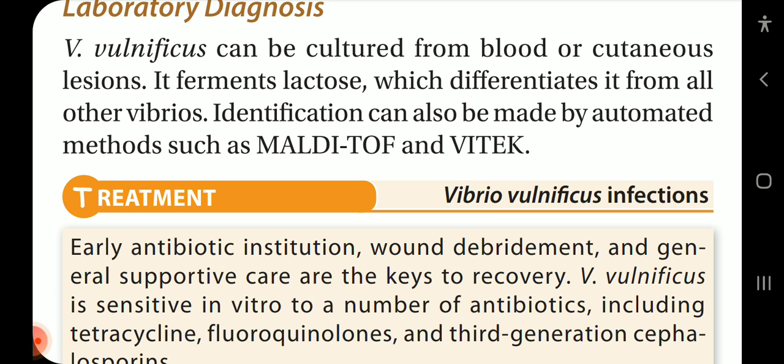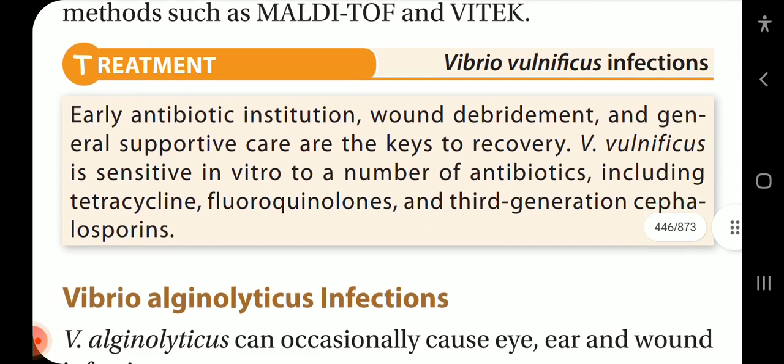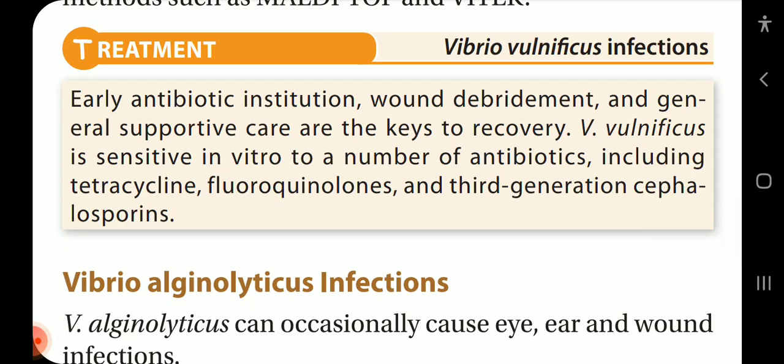It ferments lactose, which differentiates it from all other Vibrios. Identification can also be made by automated methods such as MALDI-TOF and Vitek. Vibrio vulnificus infections treatment: early antibiotic institution, wound debridement, and general supportive care are the keys to recovery. Vibrio vulnificus is sensitive in vitro to a number of antibiotics including tetracycline, fluoroquinolones, and third generation cephalosporins.